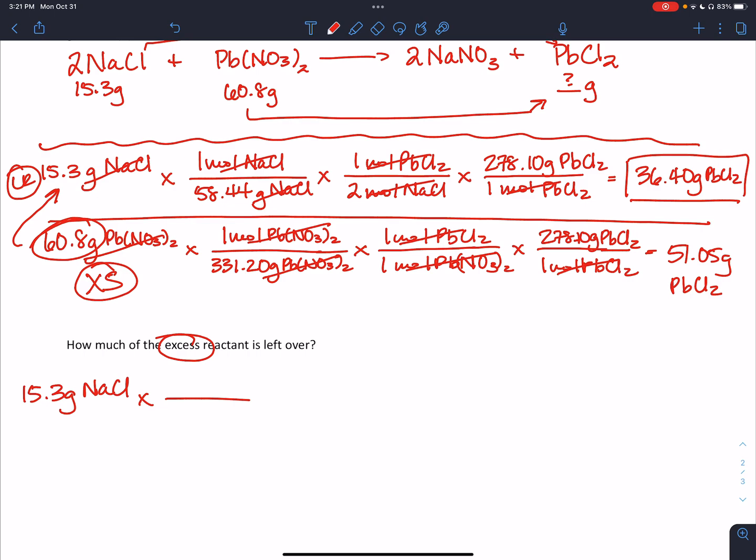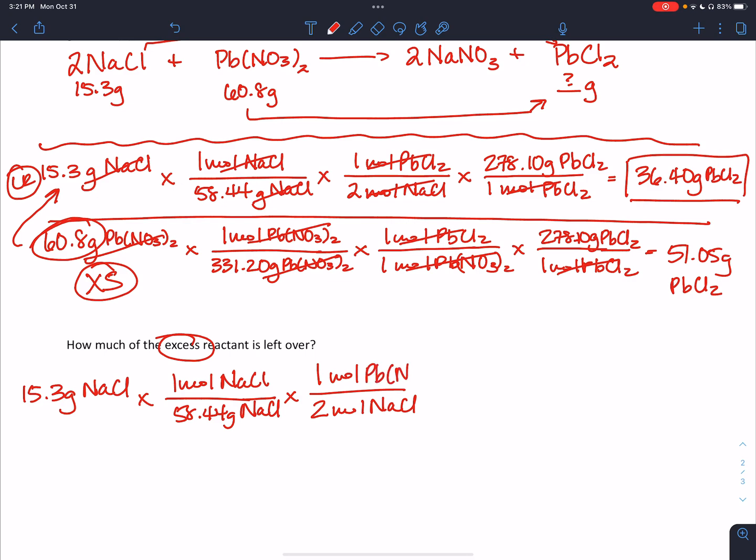All right, so we start with the grams to moles, and as I saw before, 1 mole of NaCl has a molar mass of 58.44 grams. All right, now instead of going to product, I'm going to use a mole ratio step to look at the other reactant, and according to my balanced reaction, for every 2 moles of NaCl that react, I need 1 mole of the Pb(NO3)2, all right? And I need mass because we're trying to figure out how many grams is left, all right?